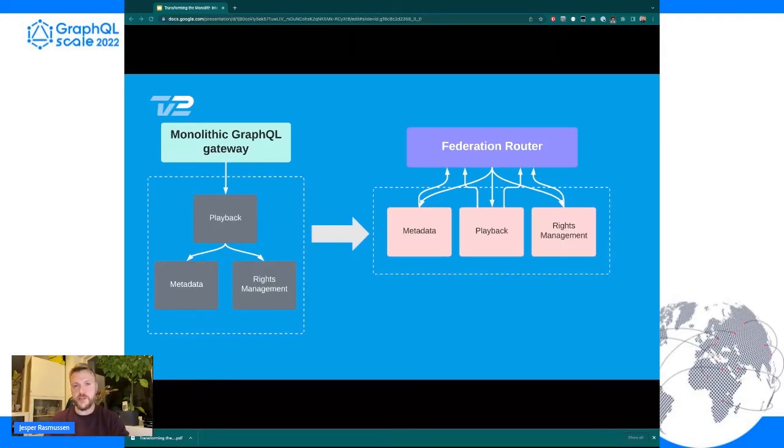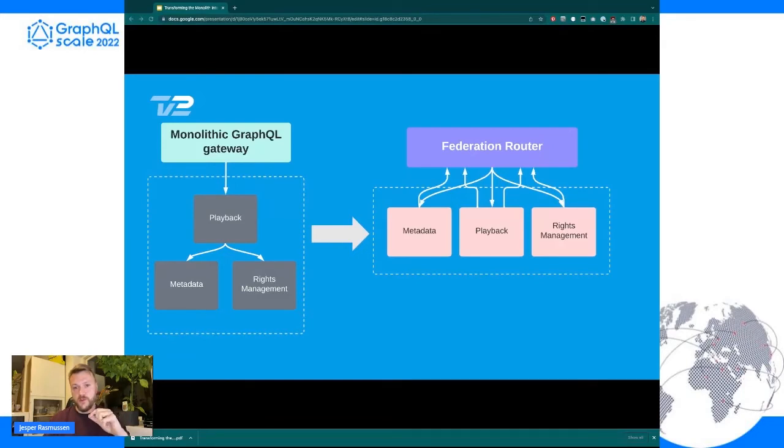You'll notice here that there are a lot of arrows going from the federation router to all the different services below. And one of the things that we found out was that with this strategy, we ended up having a lot more traffic across the different services, simply because when you wanted to do playback, you would go to the playback service first, and then that would need some data from the metadata schema, and then you would need some data from the rights management schema as well. There would basically be a lot of round trips between the different services in order to fetch the data just using GraphQL.